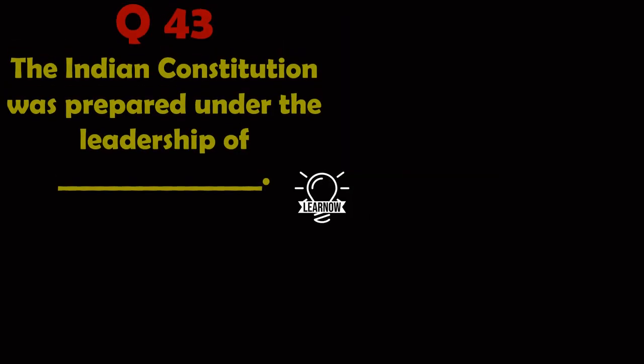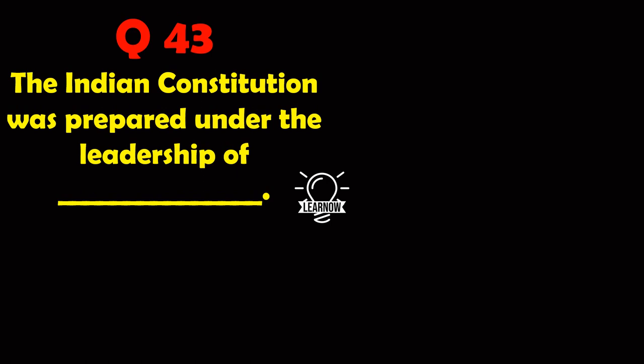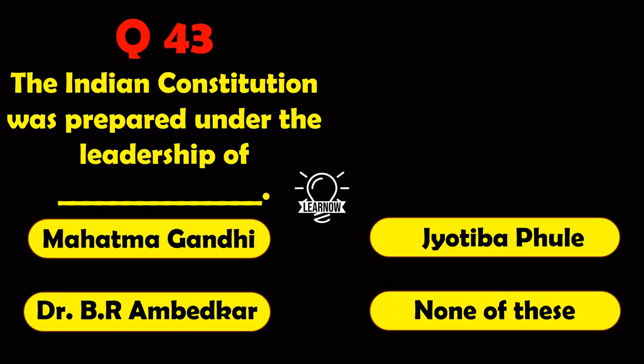Next question, question number 43. The Indian constitution was prepared under the leadership of dash. So we have to tell under whose leadership this Indian constitution was prepared. The options are Mahatma Gandhi, Jyotiba Phule, Dr. B.R. Ambedkar or none of these. Let's check the correct answer.